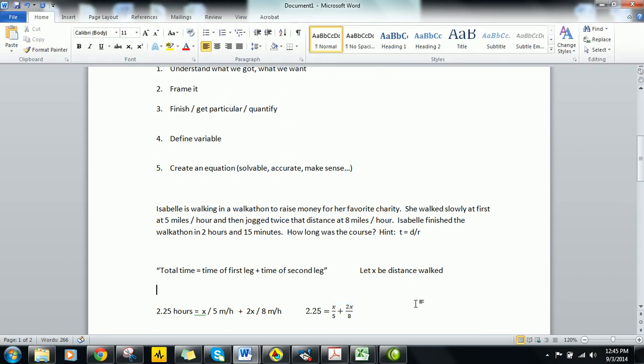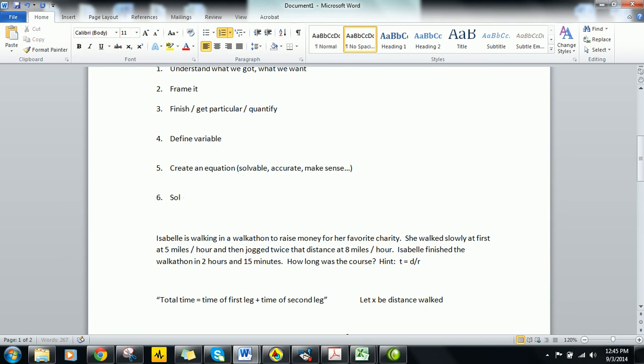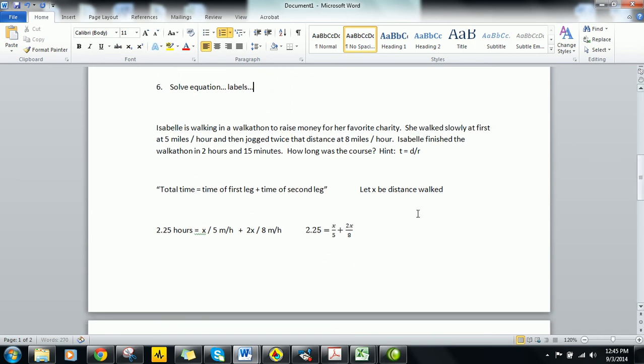So now I have a solvable equation. It makes sense. The total time equals the time. Time is represented as distance over rate of the first leg plus the time it took for Isabel to run the second leg. Running leg plus walking leg time equals total time. That makes sense. Of course, the last step is to solve the equation, and don't forget about your labels. So now I'm going to solve this, and I'll leave that up to you. How do we? Well, actually, I won't.